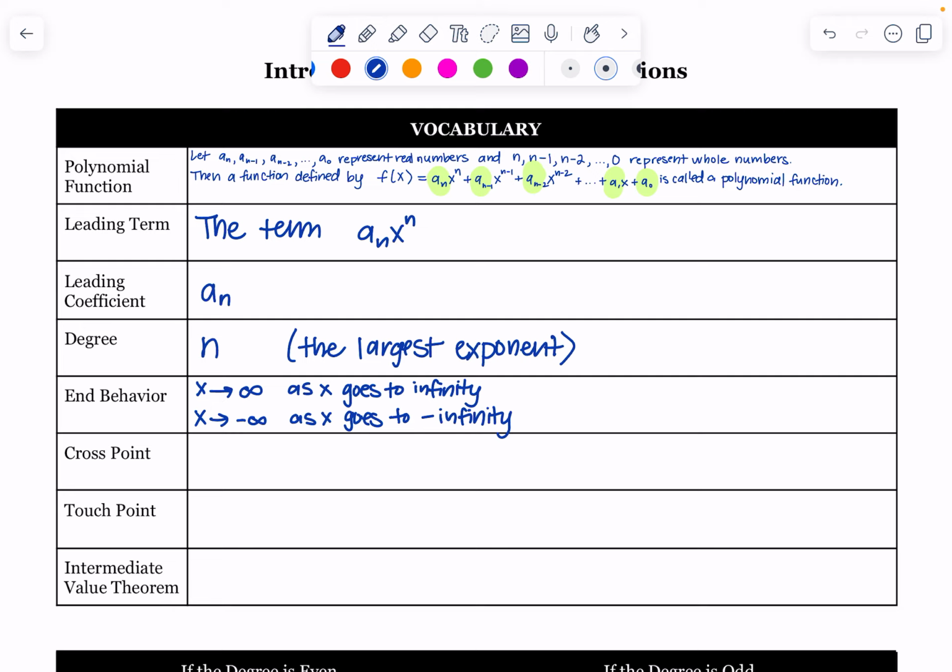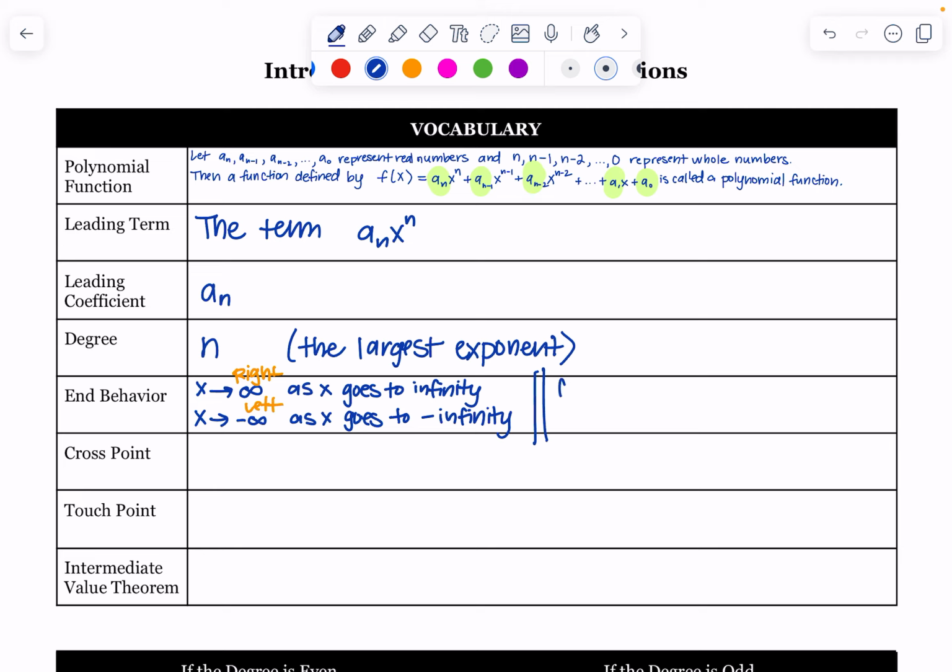Okay, so in end behavior, we are discussing what's happening on the graph as x goes to infinity and x goes to negative infinity. This means as x is going to the right, and this would mean as x is going to the left. Okay, and then I'll draw some lines here. When we're discussing that, we're figuring out what y or f of x is doing.